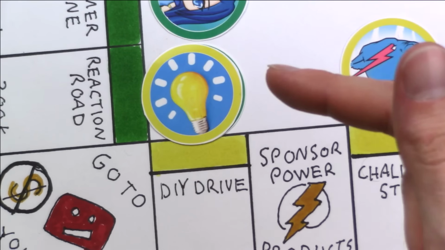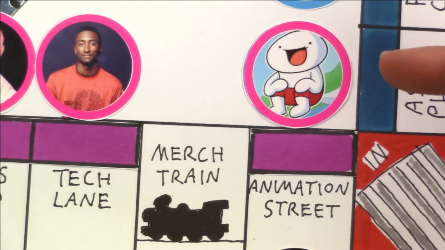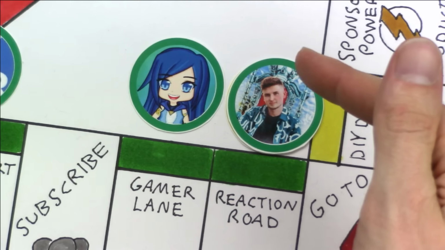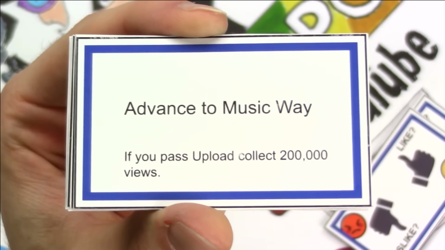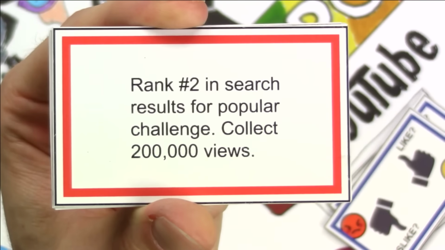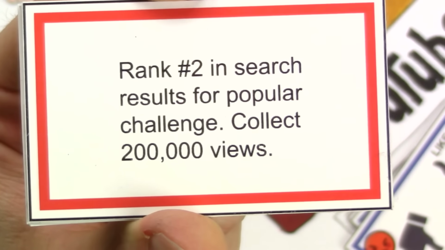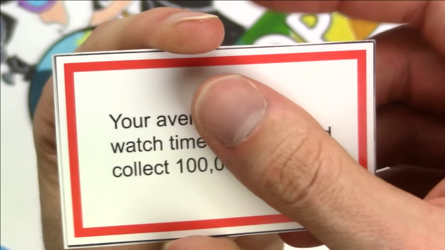She picked 5 Minute Crafts, James Charles, Zuella, Vivo, The Odd Ones Out, Sis vs. Bro, Infinite. And for the cards she had to draw, she got all good ones. She got Advanced to Music Way, Get Out of YouTube Jail, rank number 2 in search results for Popular Challenge, your average video watch time has improved, collect 100,000 views.